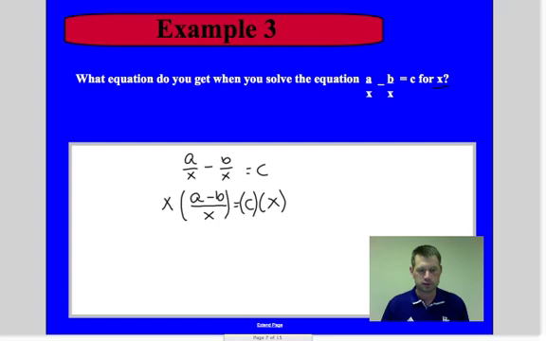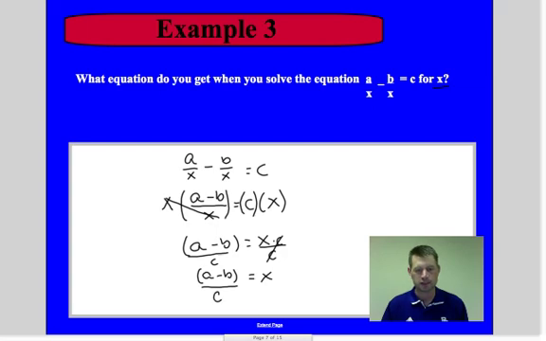X over x, these cancel. You're left with a minus b, and you can leave that in parentheses. Cx is really just xc or cx, whichever way you want to write it. But we want to solve for x. Now we're multiplying by c, so we actually have to divide by c. And we get 1x, and over here we get a minus b, still in parentheses, all divided by c.